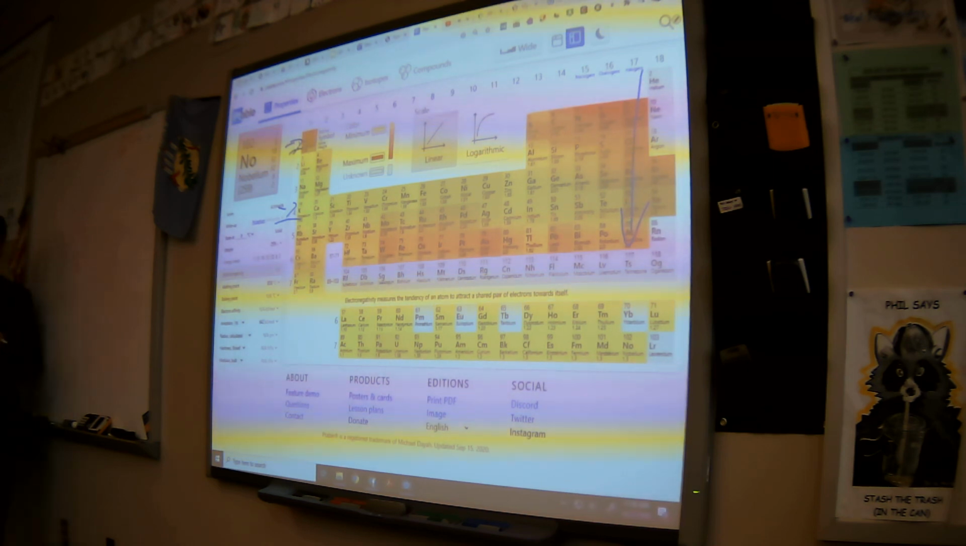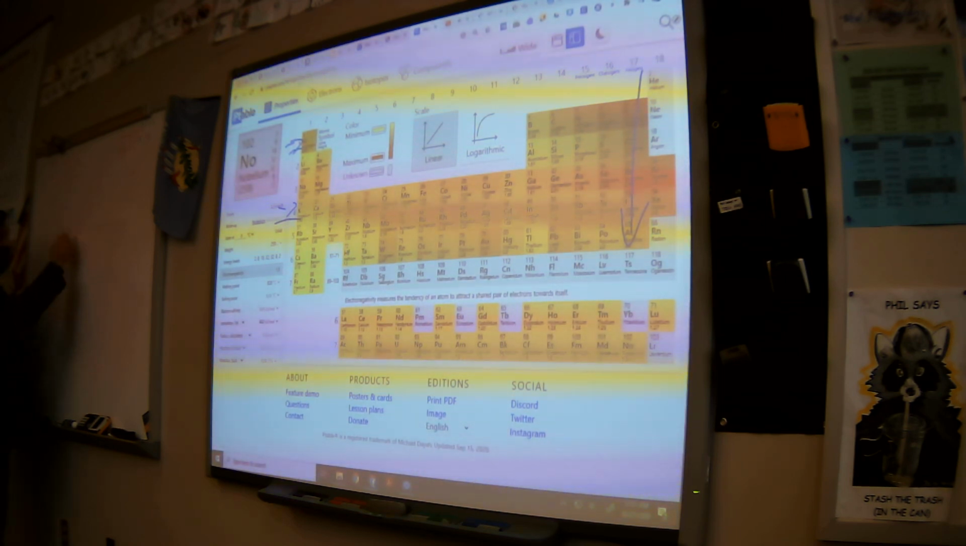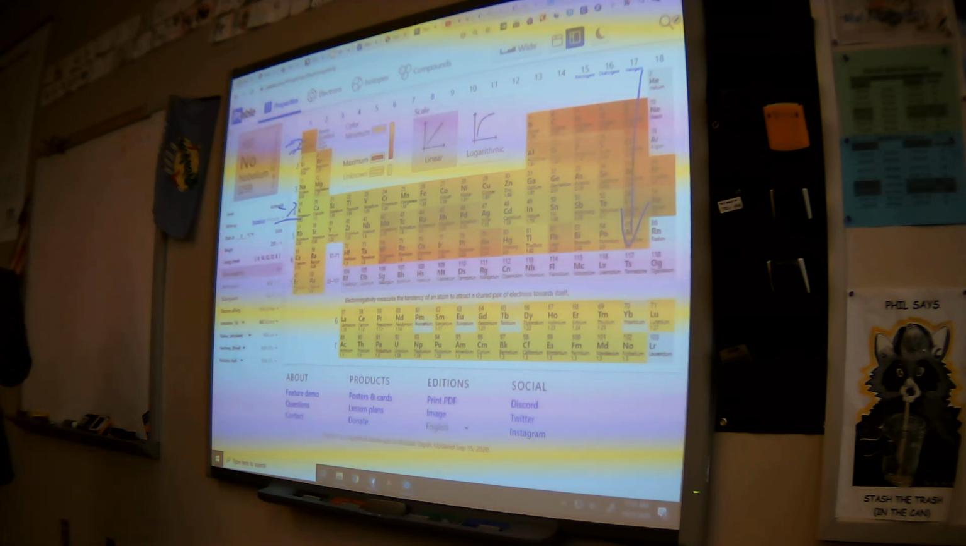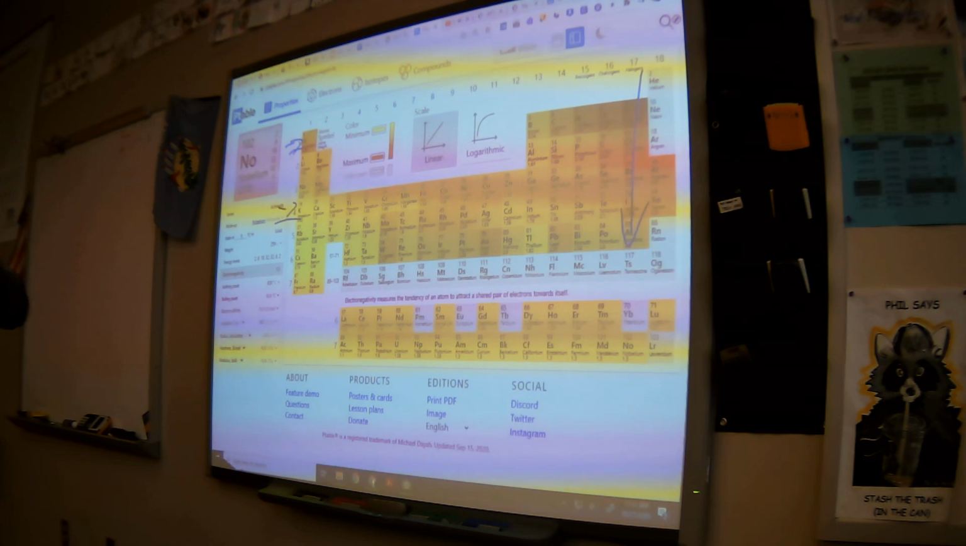First energy level is here. Second energy level is here. A little bit further apart, right? Third, a little bit more further apart. Fourth, a little more further apart. So as you're adding energy levels, what's happening to your magnets? They're getting further apart, right?